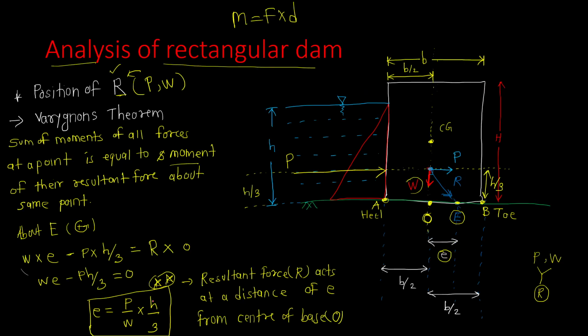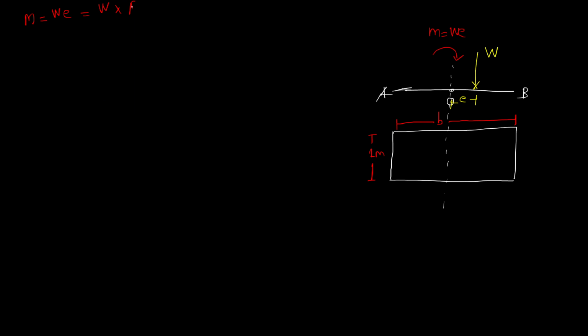E is equal to P by W into H by 3. So this W and W will get cancelled.